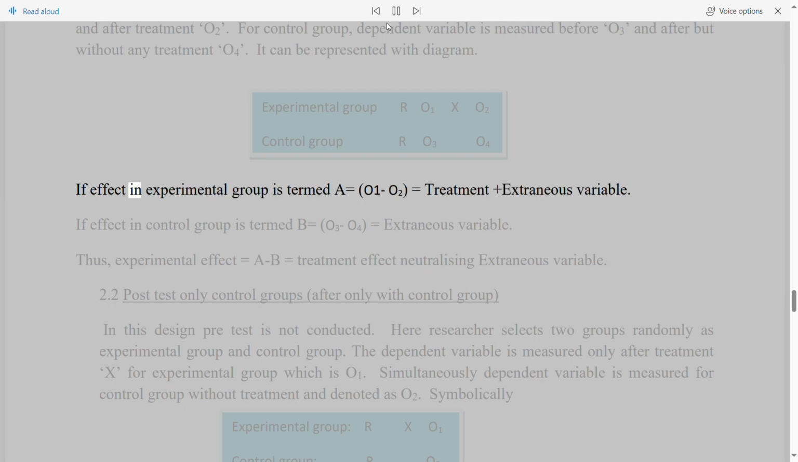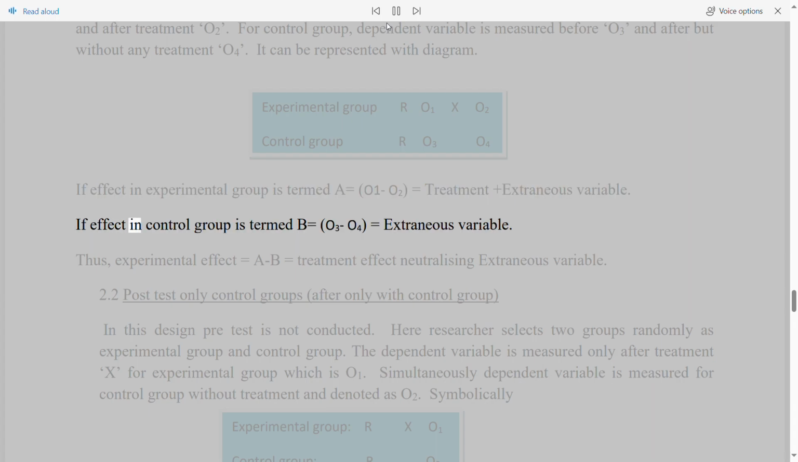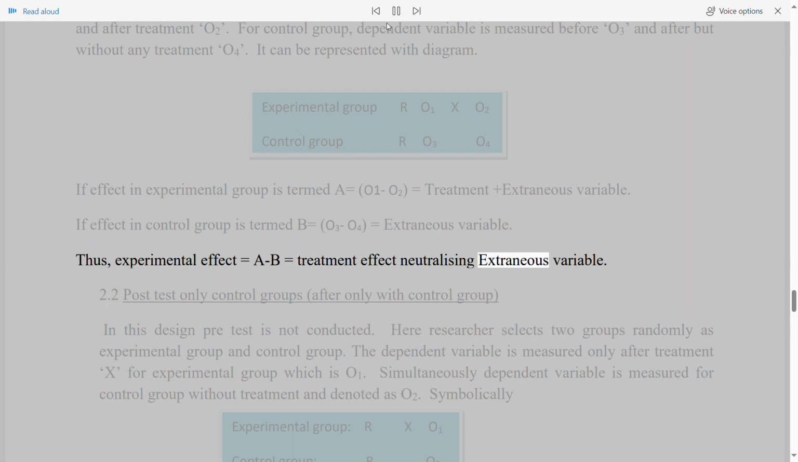If the effect in the experimental group is termed A, then A is equal to O2 minus O1, which is treatment plus extraneous variable. If the effect in the control group is termed B, then B is equal to O4 minus O3, which is extraneous variable. Thus, the experimental effect is A minus B, which is the treatment effect, neutralizing the extraneous variable.